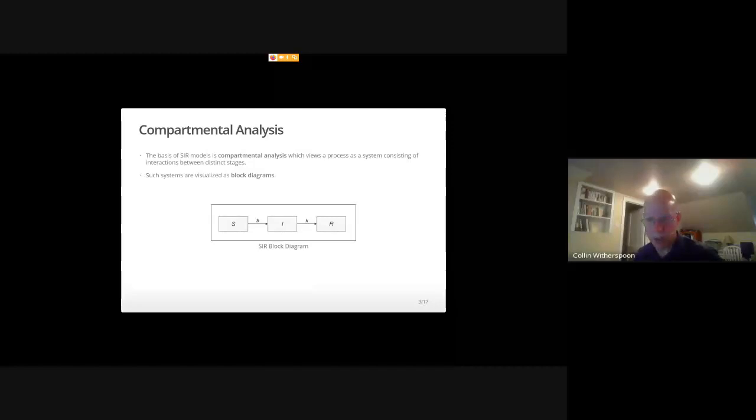Now there are other models that build on this. For instance, there could be an SIRS, that is, after you recover, you become susceptible again, and it pushes you back to the susceptible compartment. But this is a basic SIR model, and until you know whether people can move back to the susceptible compartment or not, you wouldn't model it that way.